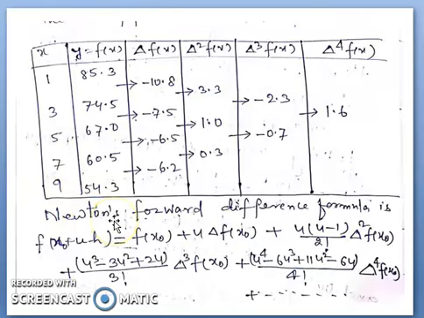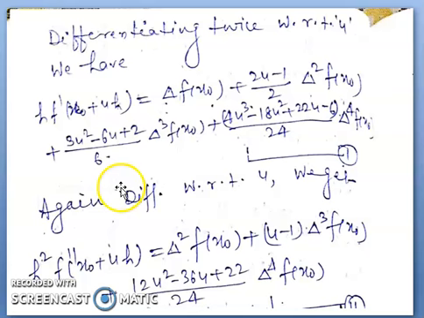Again I repeat, this is Newton's forward difference formula and we differentiate with respect to u and we get the equation: h f dash (x0 plus uh) equal to del f(x0) plus (2u minus 1) divided by 2 del square f(x0) plus (3u square minus 6u plus 2) divided by 6 del cube f(x0) plus (4u to the power 3 minus 18u square plus 20u minus 6) divided by 24 del to the power 4 of f(x0). This is equation number 1.